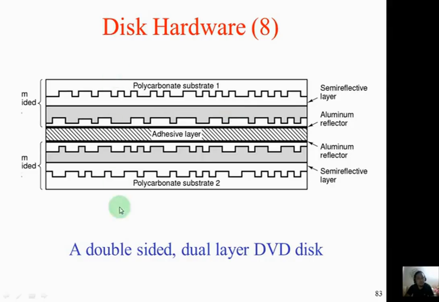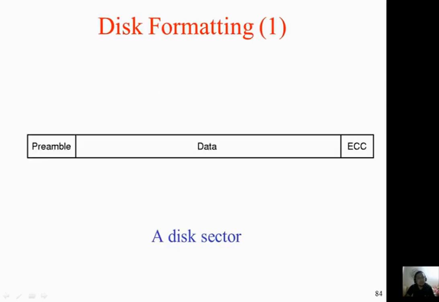So this is about that. In the next class I'll be talking about one important activity that occurs with a hard disk or any disk type in a computer system, and that is disk formatting. What is formatting, how does it work, and how important is it? We'll talk about it in the later class. Thank you.